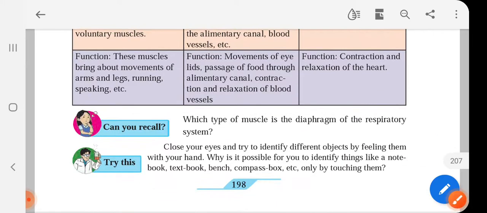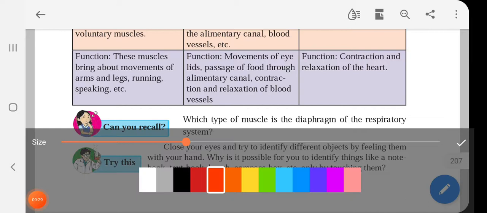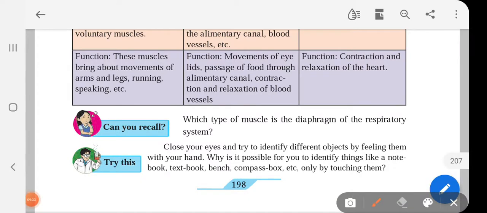Now let us discuss the function. If we talk about the function of striated muscle, these muscles bring about movements of arms, legs, running and speaking. The functions of non-striated muscles are the movement of eyelids and all involuntary movements which we do, the passage of food through the alimentary canal, contraction and relaxation of blood vessels. These are all movements taking place in a body, some internal, some external, which we have no control over.